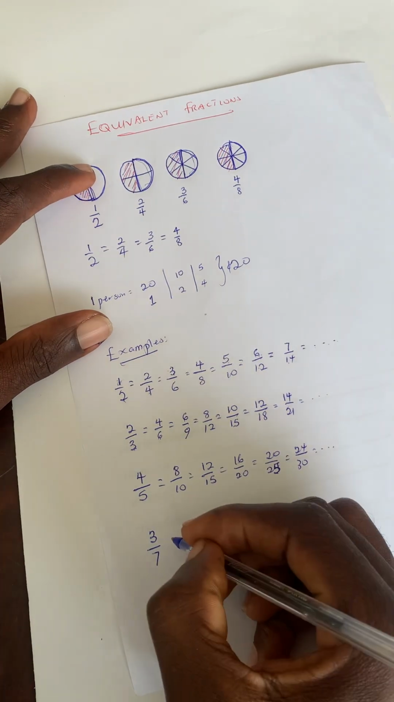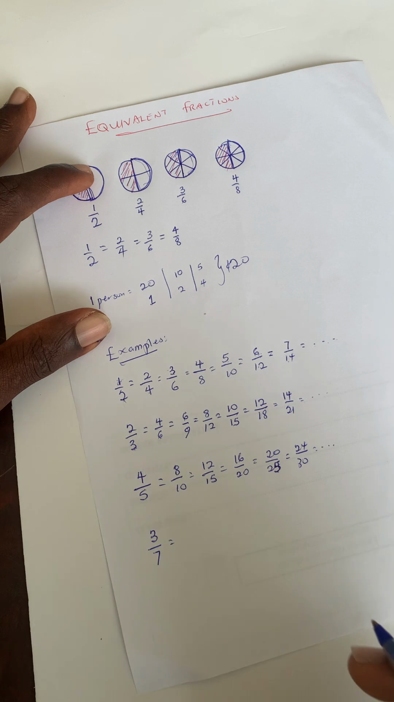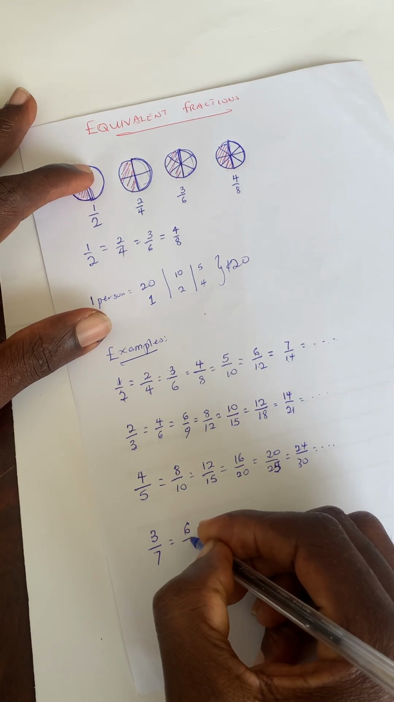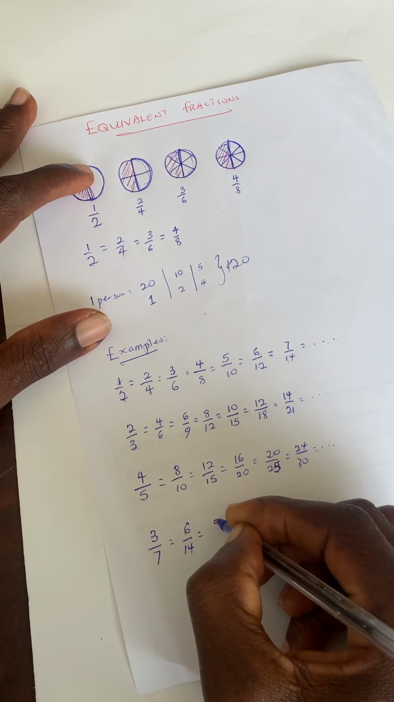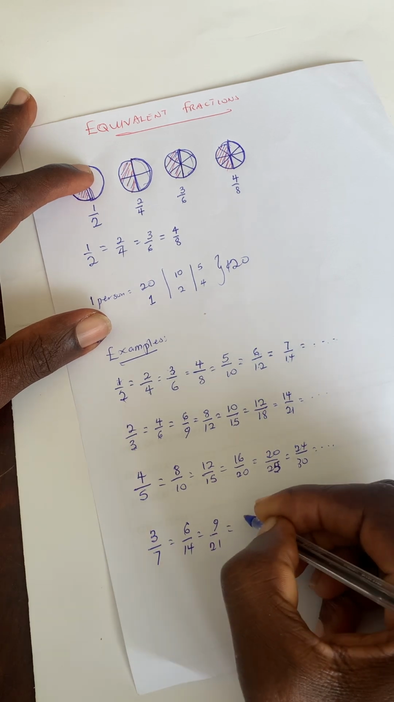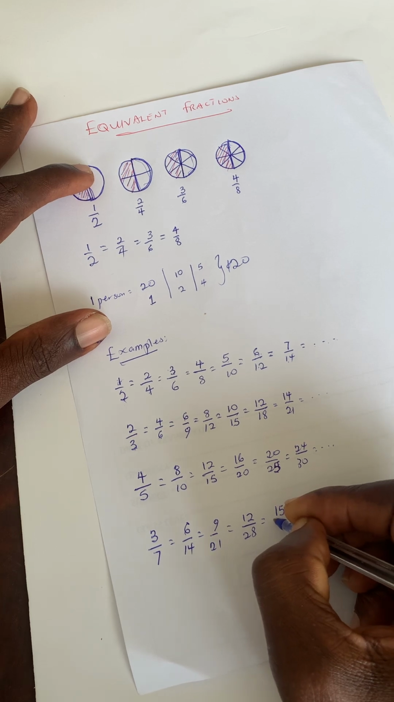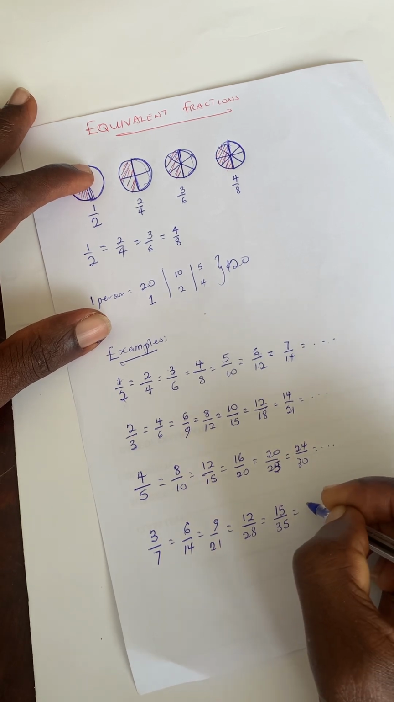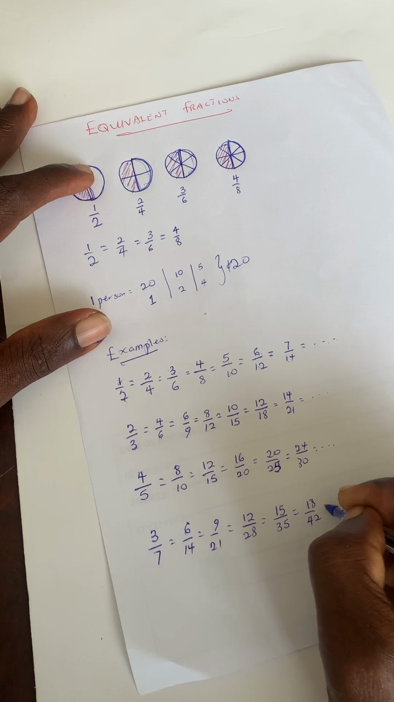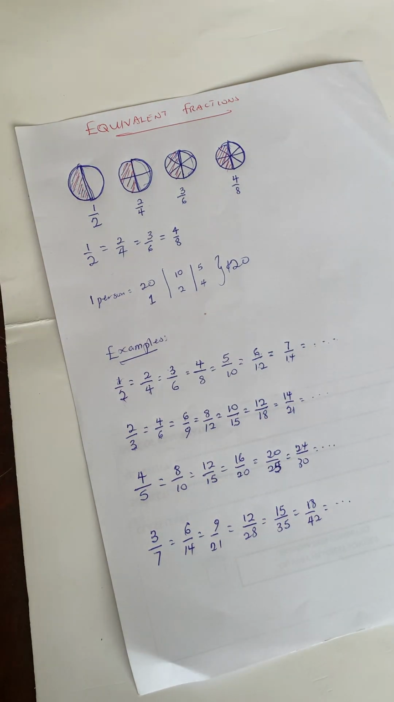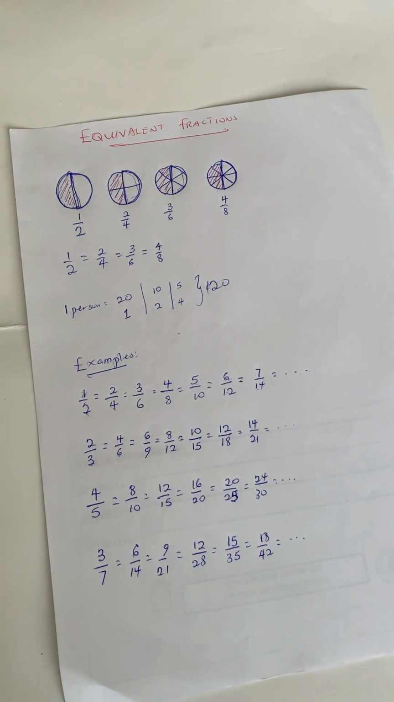And the last one, I know you get it right. So you get 6 over 14, 9 over 21, 12 over 28, 15 over 35, 18 over 42, and so on. Now at this point, I know you're wondering what should be the limit to writing equivalent fractions. It will be spelled out clearly to you in the question.